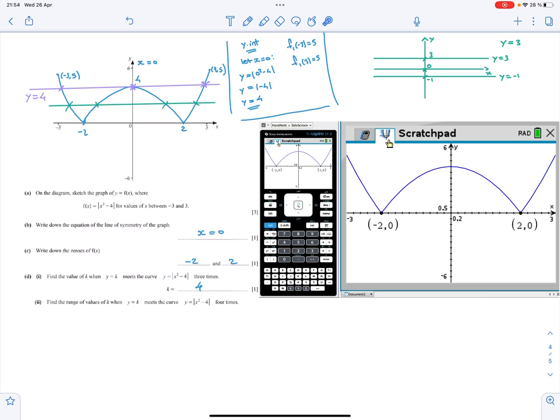Okay, so here we have it. I'll just write that down here. k has to be less than 4, okay? So it's got to be underneath the purple line I drew here. But it's got to be above the x-axis, so above 0. Above y equals 0, right? So it's got to be greater than 0. That's the range of values.